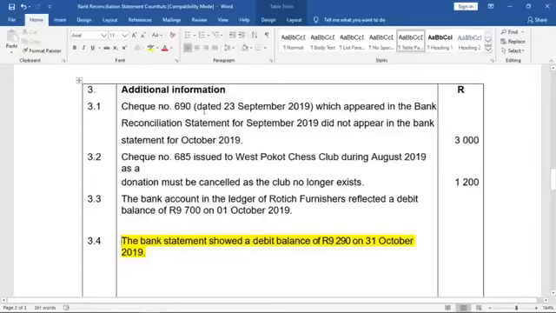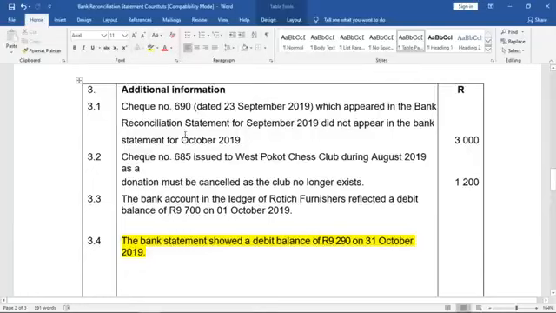We're told check number 690, dated 23 September 2019, being last month because we are doing for October 2019, which appeared in the bank reconciliation statement for September 2019, did not appear in the bank statement for October 2019. Now, I explained this when we went through the theory earlier on. That's why it's very important for you to have understood the theory. If it appeared in the bank reconciliation statement for last month, which we are told here is September, and did not appear in the bank statement for this month, October, what do we do? We put it in the bank reconciliation statement for this month again. So you are putting it in the bank reconciliation statement again.